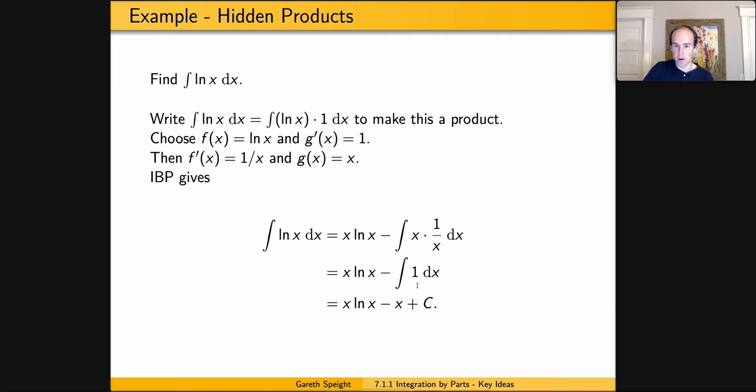Okay, an integral of 1 is easy, way easier than the integral of ln x. It's just x plus c, right? So in the end, we get x ln x minus x plus c. Careful with the minus signs and make sure we always keep the first term as we work.